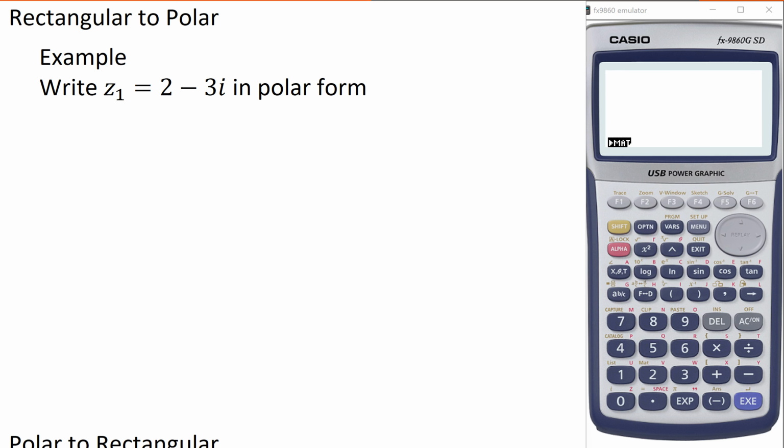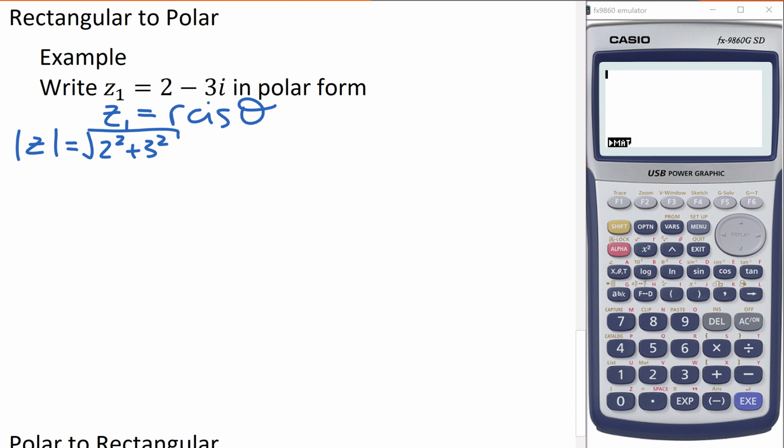Remember, you've got to write it in polar form. So remember, polar form will look like... so that's polar form. So we need to find the modulus of z. The modulus of z, remember that's those straight lines, is the square root of 2 squared plus 3 squared.